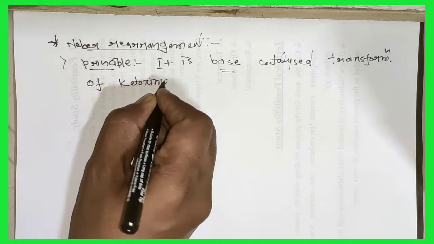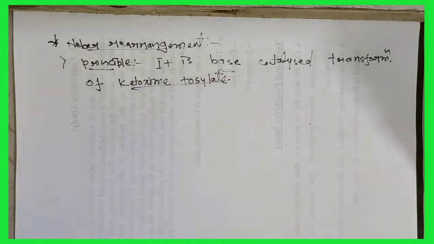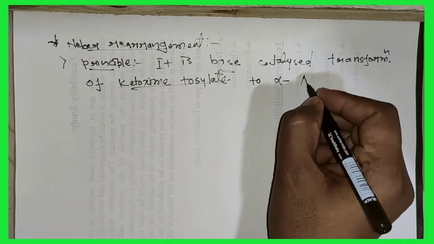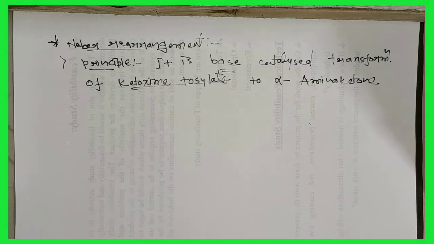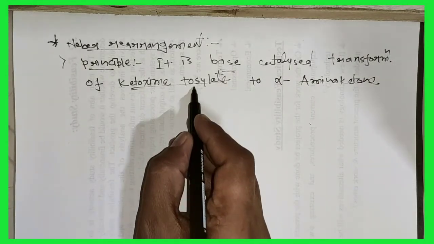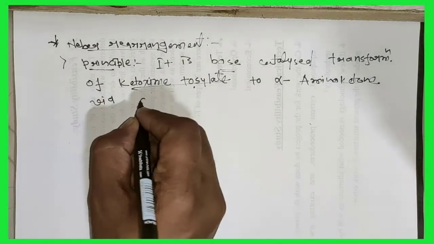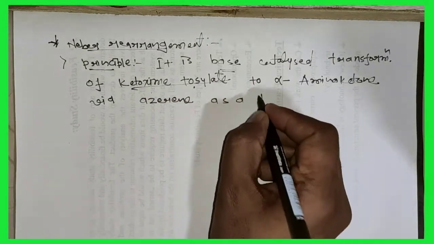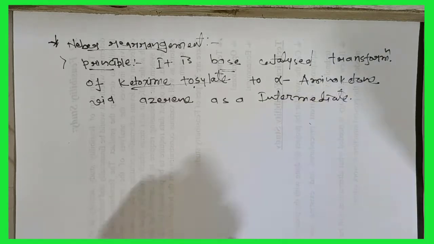ketoxime tosylate. So here your starting material should be ketoxime tosylate and your final product is alpha amino ketone, right? Alpha amino ketone. So here ketoxime tosylate is converted to alpha amino ketone via azirine as an intermediate, right? So ketoxime tosylate is converted to alpha amino ketone.